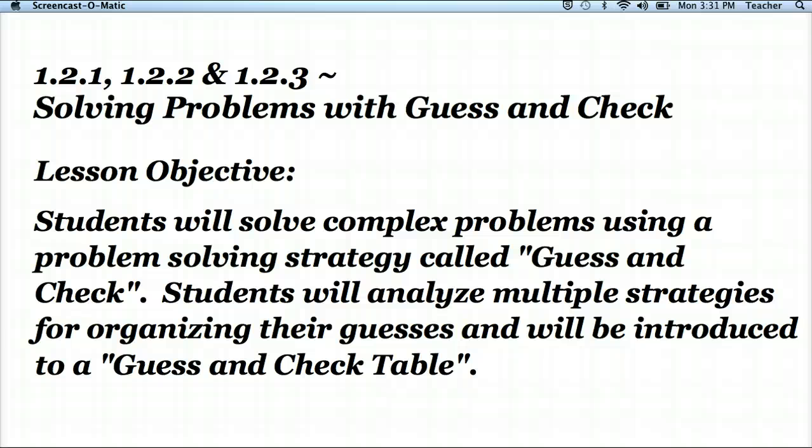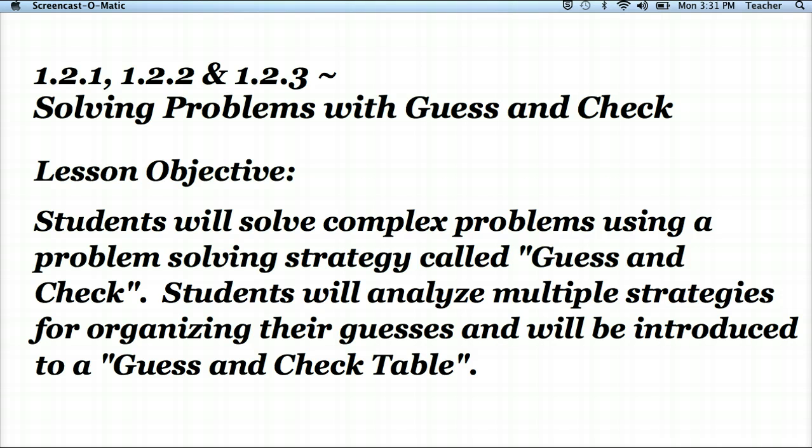Okay, Oak Rovers, this is a video that will help us for tomorrow's lesson. Tomorrow's lesson is going to be covering sections 1.2.1, 1.2.2, and 1.2.3 in Algebra Connections. We're going to be solving problems with guess and check.